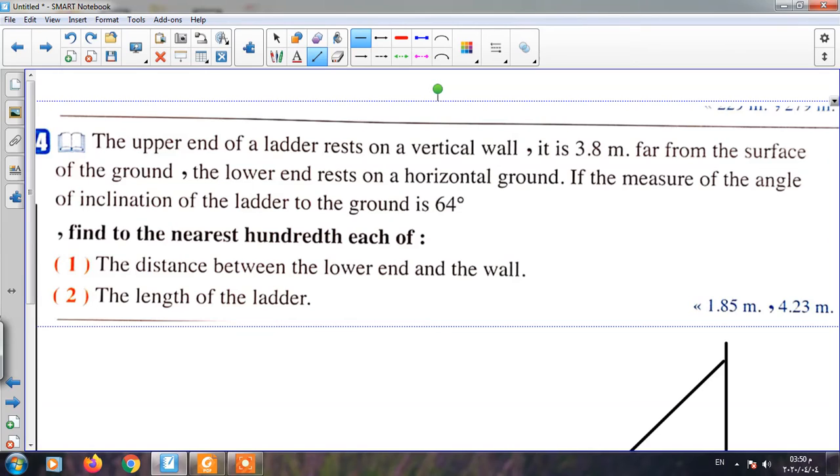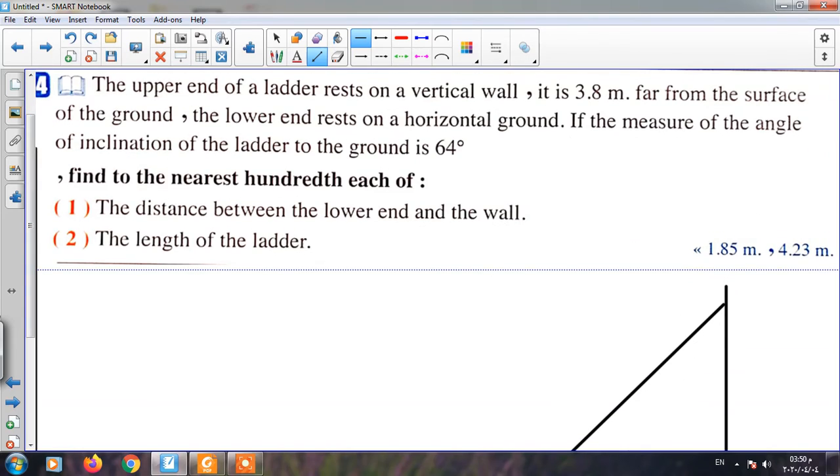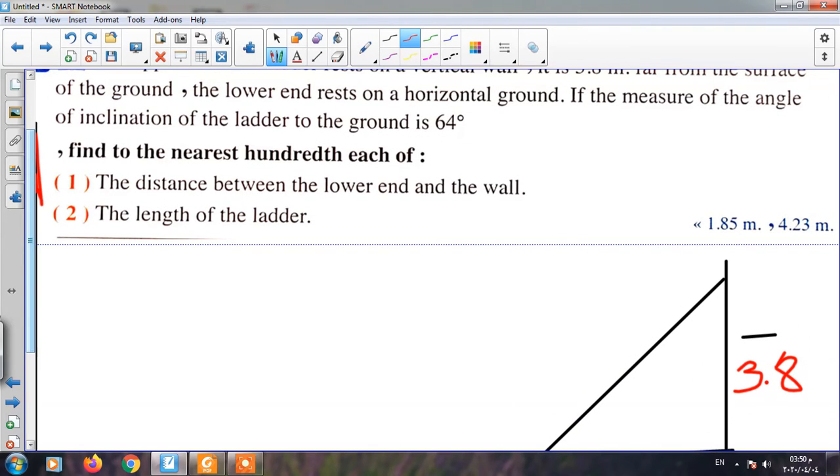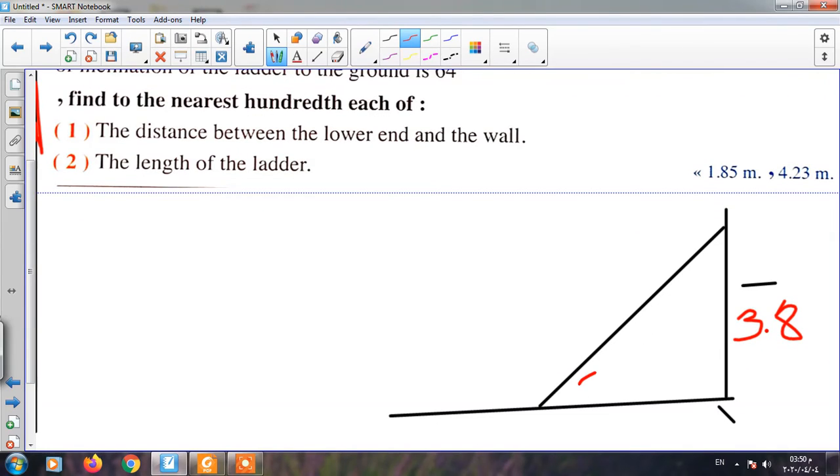The upper end of the ladder rests on a vertical wall 3.8 meters from the surface of the ground. The lower end rests on horizontal ground. The measure of the angle of inclination, the elevation of the ladder with the ground, is 64. So this angle is 64 degrees.